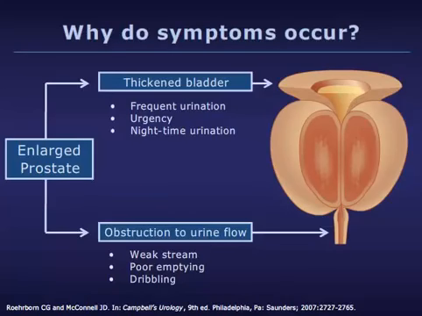Also, as a result of obstruction to urine flow out of the bladder, the bladder itself has to work extra hard to empty. With time, the bladder muscle can then become thickened and more sensitive, and the ability to hold large amounts of urine decreases. As a result, one might have to empty the bladder more frequently and might have stronger urges to urinate.